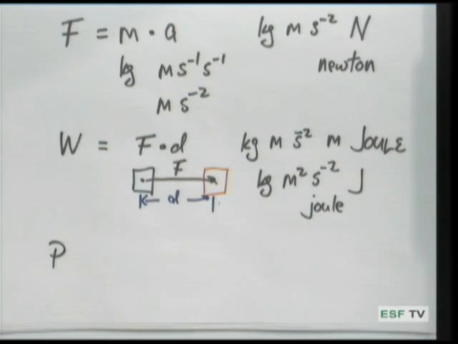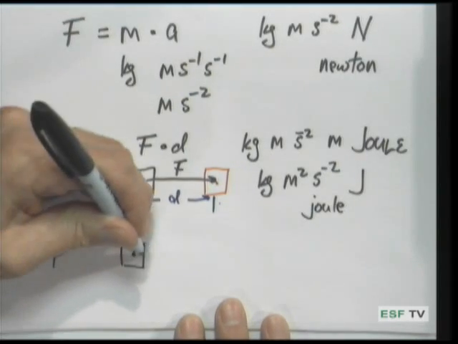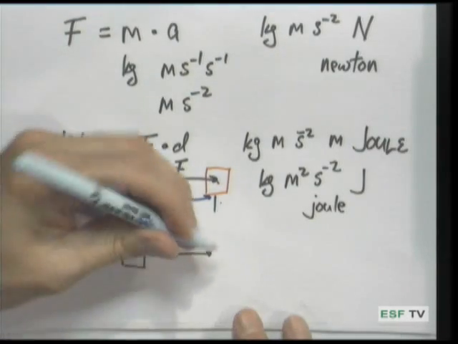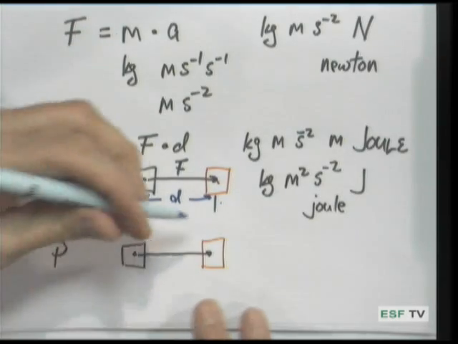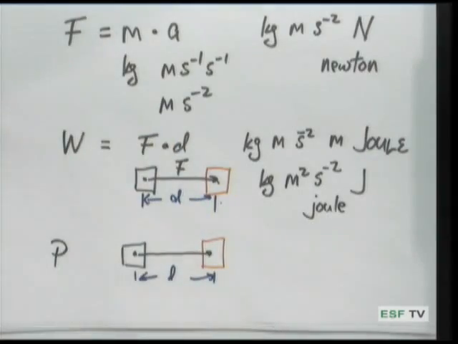All right, the final unit that we need to develop formally is the unit of power. And power is simply a rate at which work is done. And so if you have an object being acted upon by a force, moving it over a distance d, power is a measure of how quickly you do this.